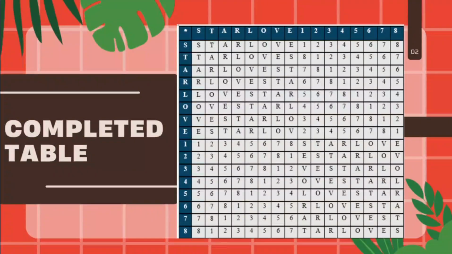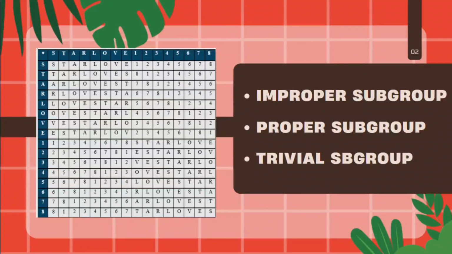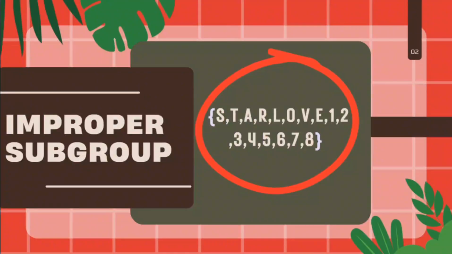So again, this is our completed table from the final project number 1. Under the group table, we have the improper subgroup, proper subgroup, and also a trivial subgroup. When we say improper subgroup, it refers to the subgroup that is equal to the entire group itself. As you can see, we have here the elements S, P, A, R, L, O, V, E, 1, 2, 3, 4, 5, 6, 7, and 8.